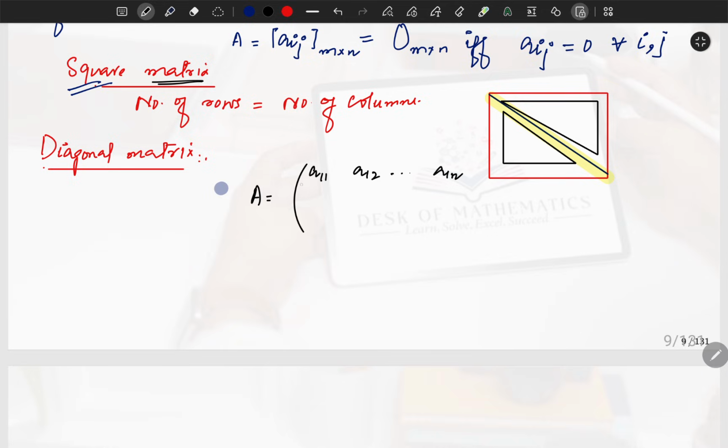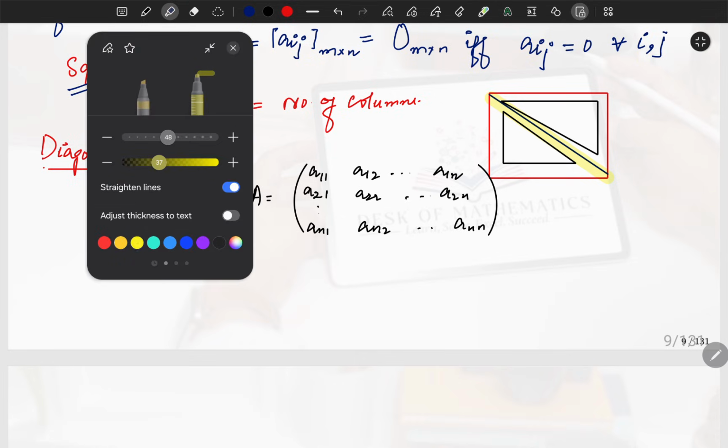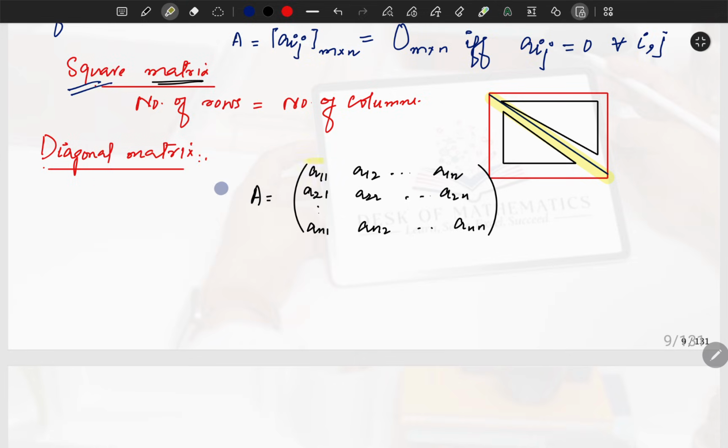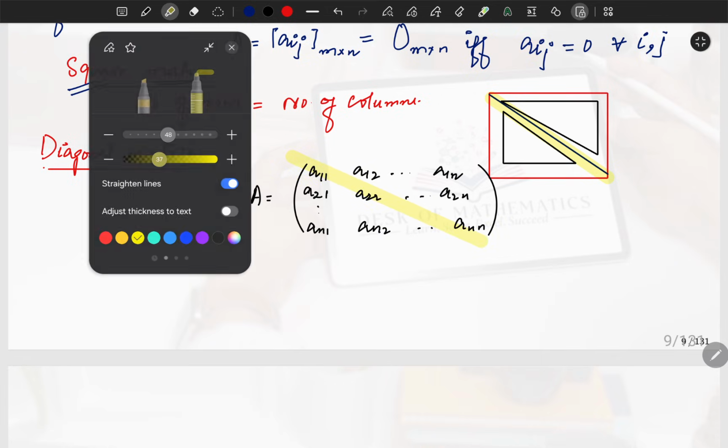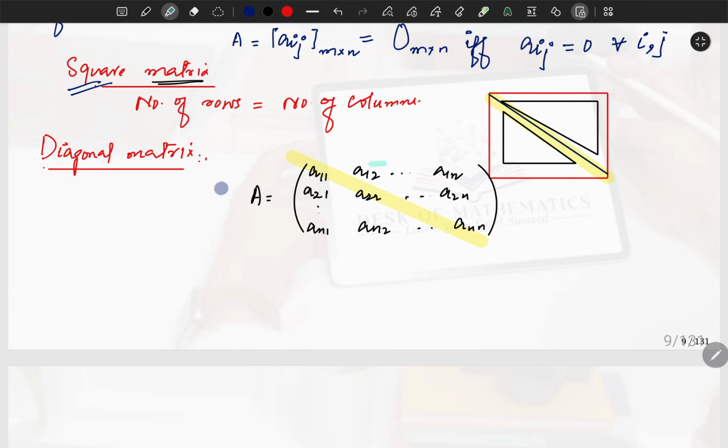So A1n, A21, A22, A2n, and AN1, AN2, ANN. Okay, so you are discussing the diagonal matrix, which means the diagonal elements may be 0 or non-zero, but these elements are necessarily 0. Okay, so these are 0.